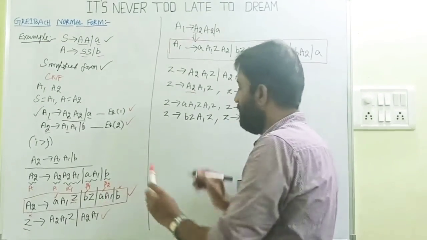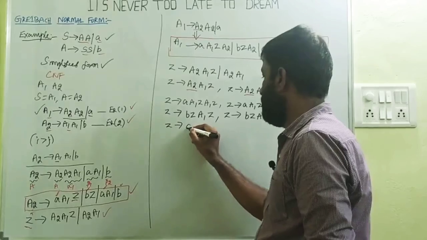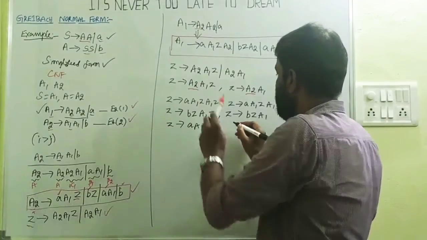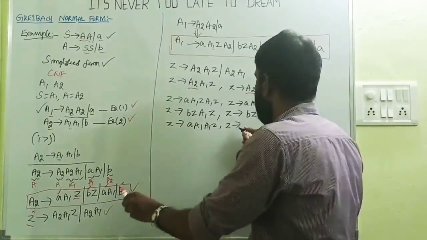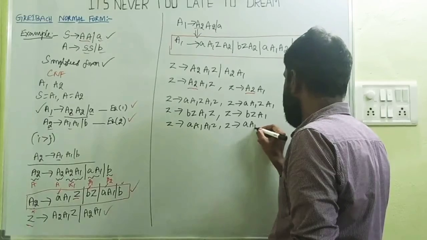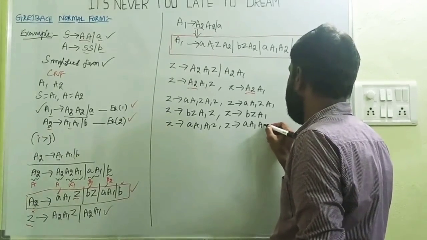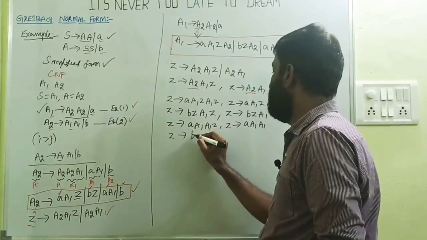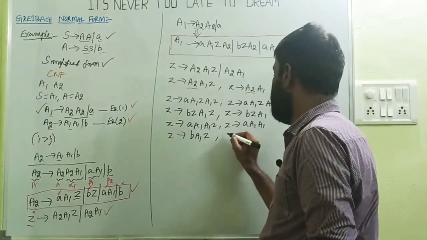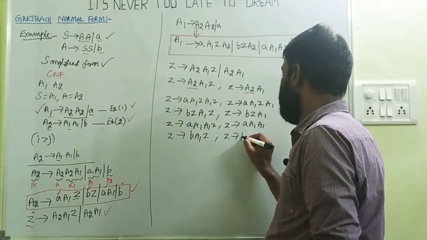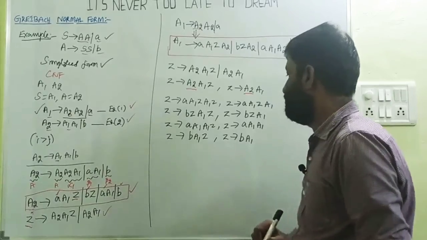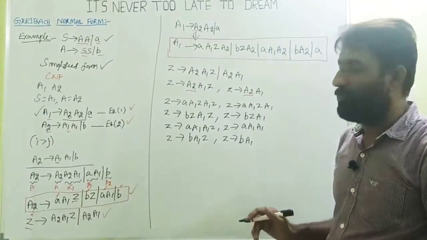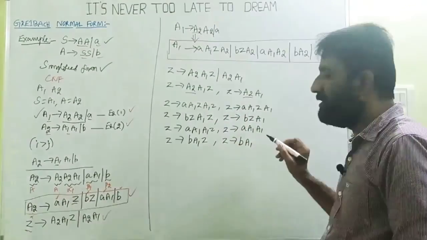Then substitute this one. Z tends to A1 Z, in the place of A2 only. Then Z tends to A1 A1. Substitute the last one, b. So Z tends to b A1 Z, then Z tends to b A1 only. After that, you write all the same productions. As you observe, these are all converted into the Greibach normal form.